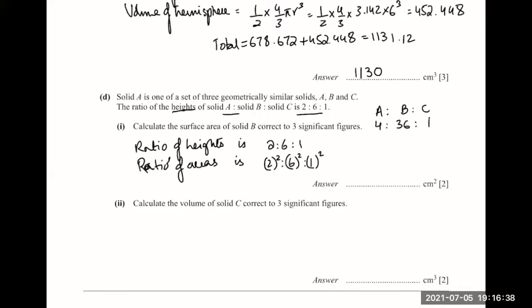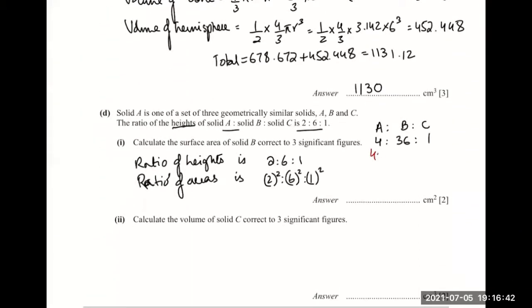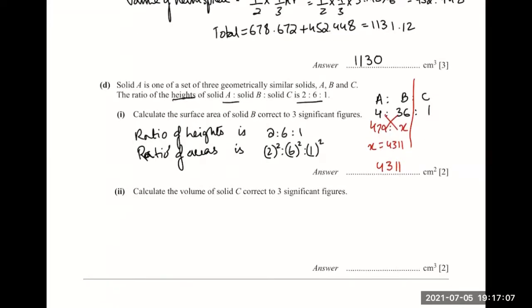If I found out the area of A, can I say that it's 479? And I'm going to put an X here. I'm going to ignore C for now, and I'm going to cross multiply and see what I get. Okay, the answer that I'm getting is 4311. Does everybody understand that? If the ratio of heights was 2 is to 6 is to 1, then the ratio of areas must be 2 square to 6 square to 1 square.